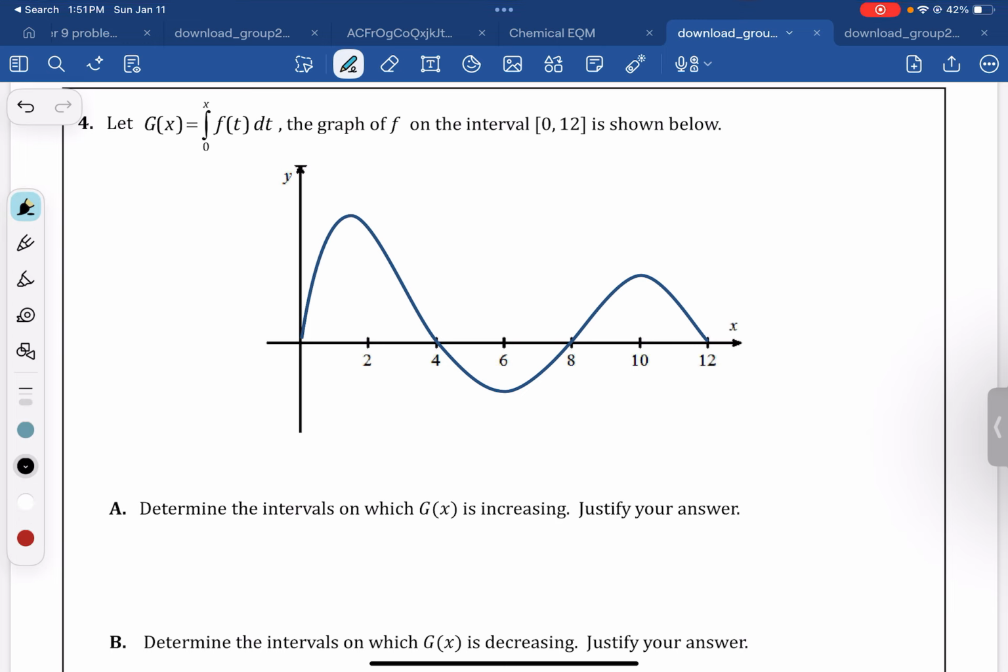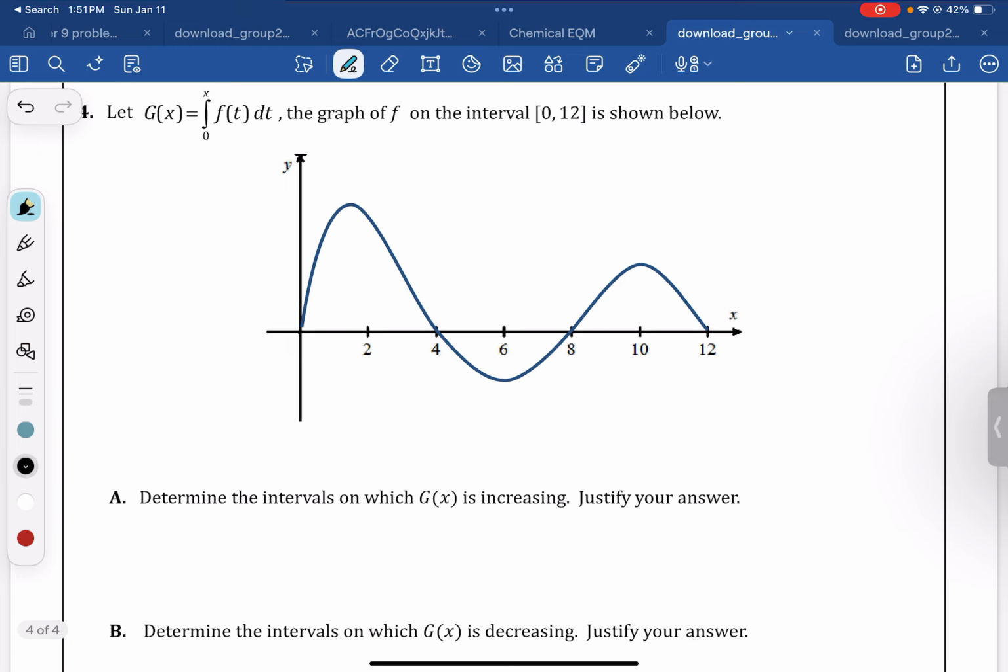So if g of x is increasing, we basically find where the derivative of g of x is positive, or greater than 0. So it's 0 to 4, it's positive, and 8 to 12, it's positive. So we're gonna say from 0 to 4 union 8 to 12.